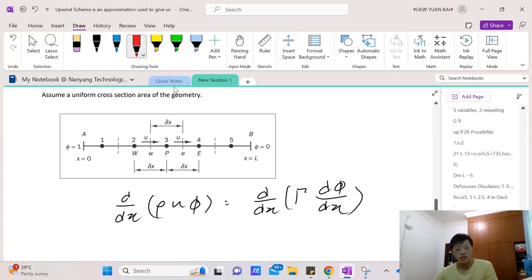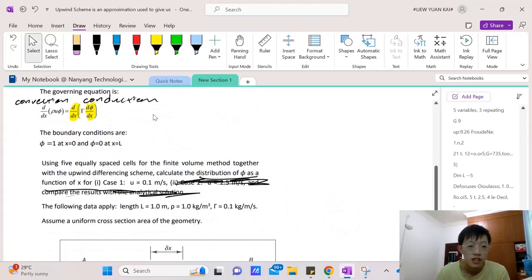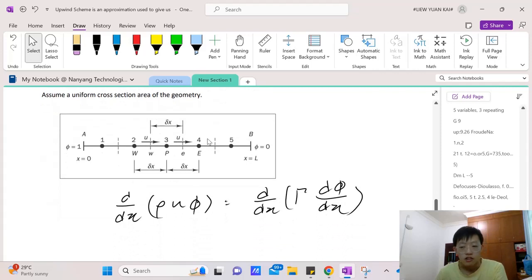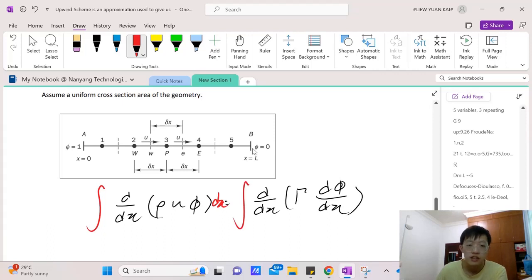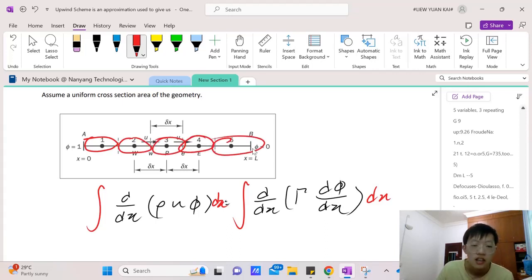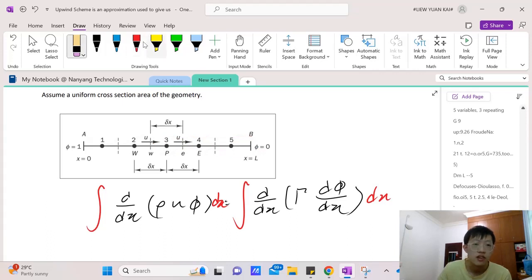Okay, so what is our approach in dealing with upwind scheme problems? First, they tell us to use the finite volume method, right? This is what we learned in the last tutorial. Always in the finite volume method, you first copy the governing equation, and after that you integrate both sides of the equation over the control volume. Integrating over the control volume means integrating with respect to x. Each of these is a control volume.